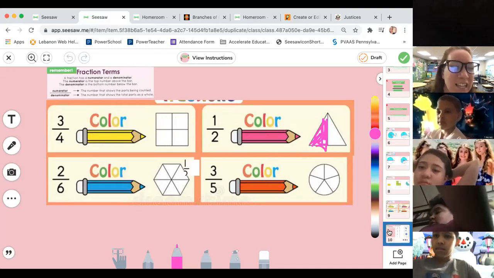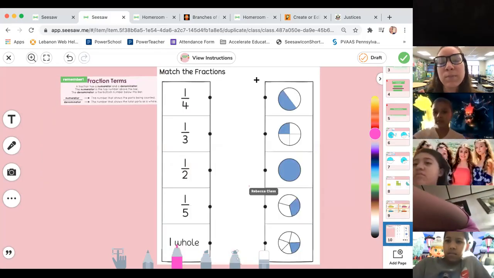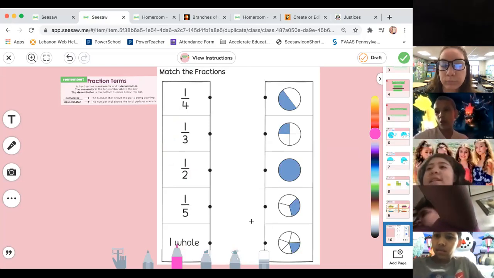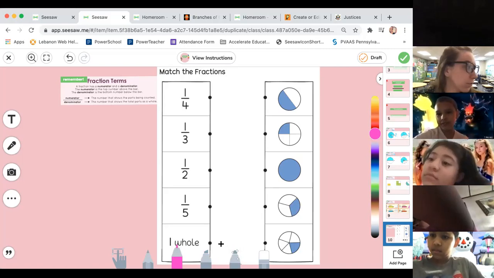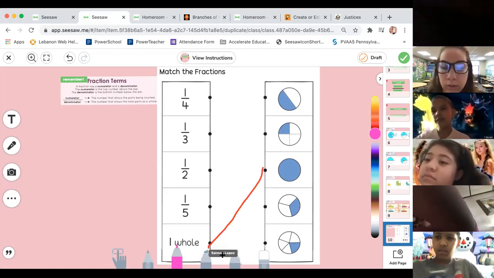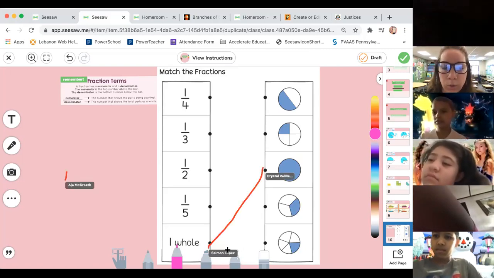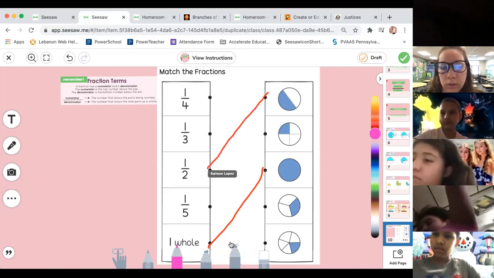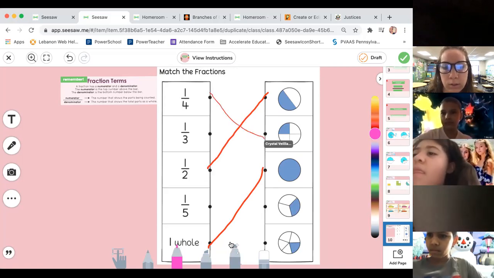The last page is also a little tricky. You're supposed to match the fractions. I would know which one is the whole. Which one is the whole? Go ahead and match it for me. The one that's full. There you go. Which one is 1/2? Which one's 1/4? That one. And then I'm gonna stop there.